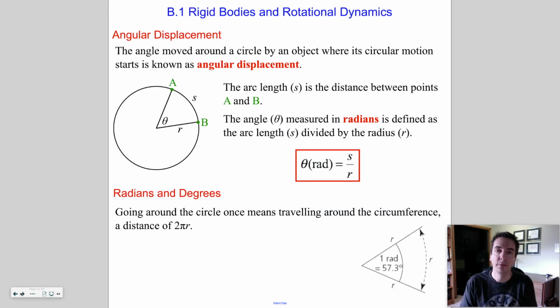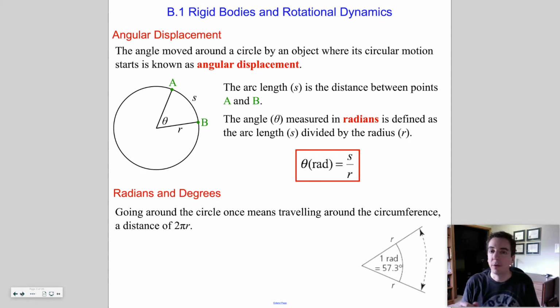Okay, so for the first section, rigid bodies and rotational dynamics. What we're doing is we're going to take regular, good old-fashioned Physics 20 and 30 kinematics, dynamics, energy in terms of kinetic energy and momentum, and change that from our regular linear frame of reference to a rotational frame of reference, something going around in a circle.